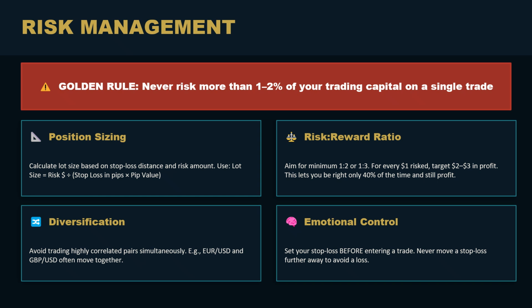Next is the risk-to-reward ratio. Before you even enter a trade, you should know your potential loss and your potential profit. Aim for a ratio of at least 1 to 2 or 1 to 3. That means for every $1 you risk, you have the potential to make $2 or $3. This allows you to be profitable even if you're only right 40% of the time.